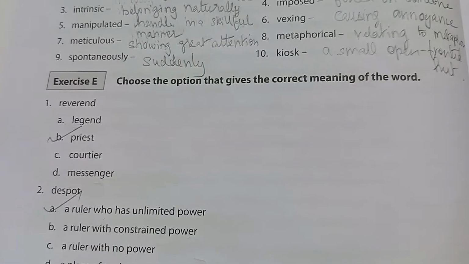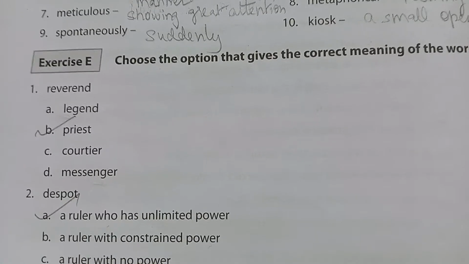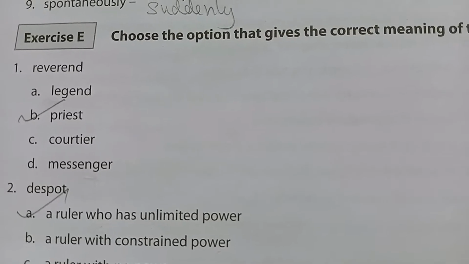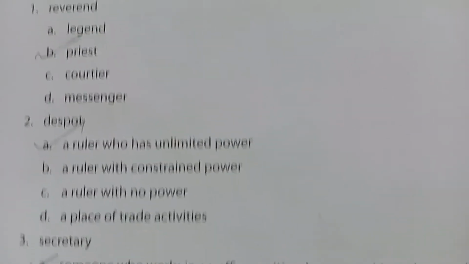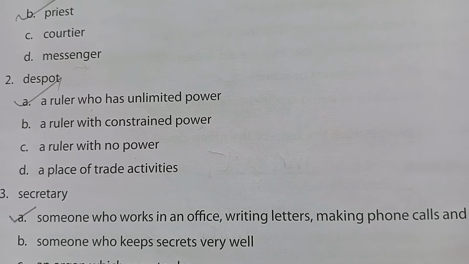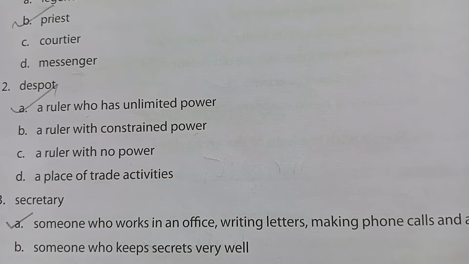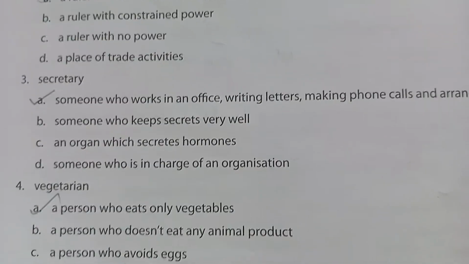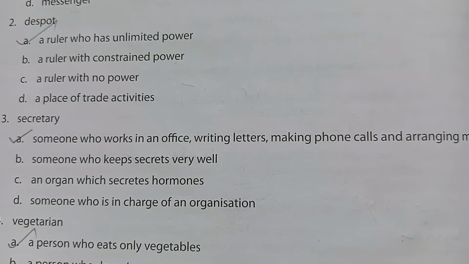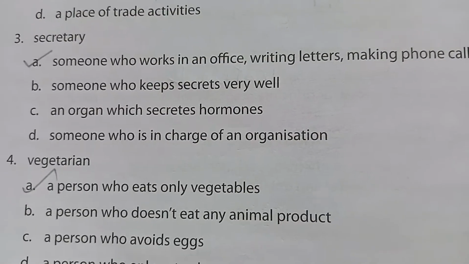And then let's see the next exercise over here. Choose the options that give the correct meaning. Reverend, your meaning is priest. Despot, a ruler who has unlimited power. Secretary, someone who works in the office, writing letters, making phone calls. And vegetarian, a person who eats only vegetables.